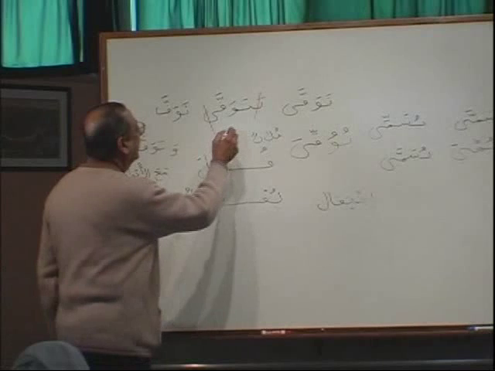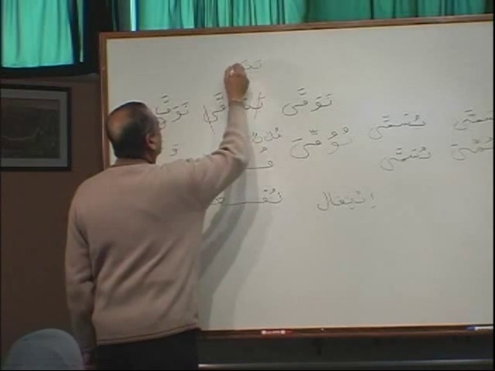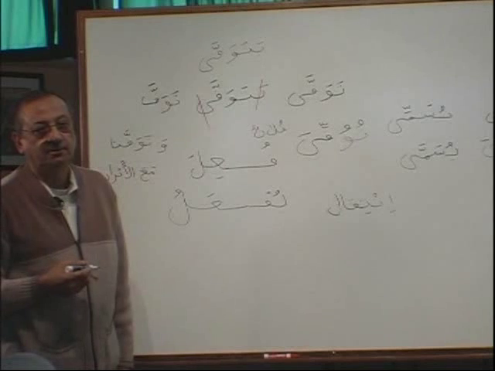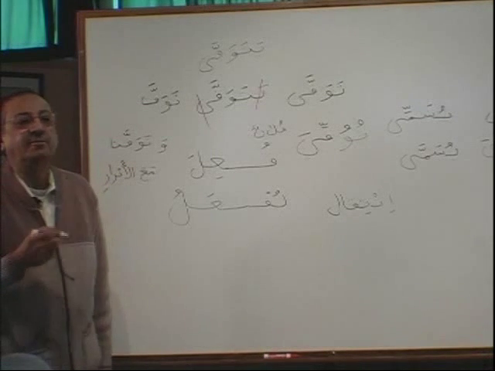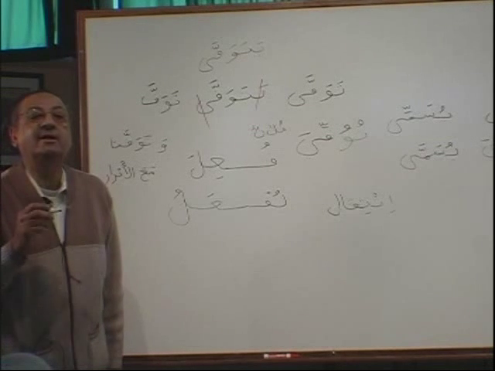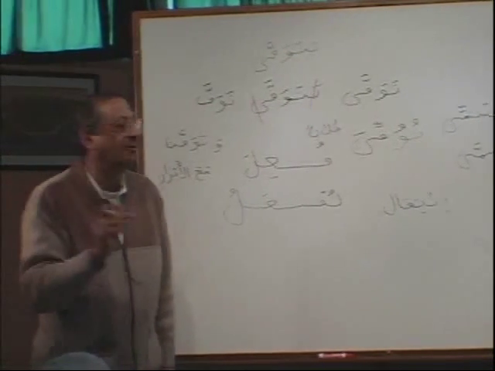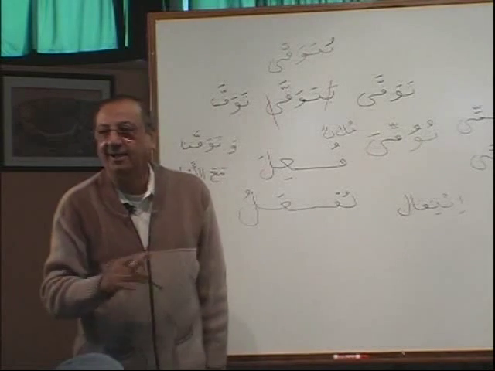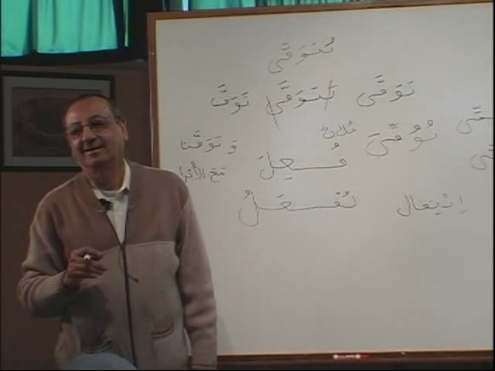So, tuwuffiya is fine. Now, if I say yatawaffa, how do I make it majhul if I have to? See, what is the rule? Before ayn kalima will get a fatha. Is there a fatha there? Yes. So the alamatul mudara'a will get a dhamma, and anything else will remain or get fatha. Are there fatha there? Khalas. So what is your majhul? Yutawaffa. Khalas. Yutawaffa.